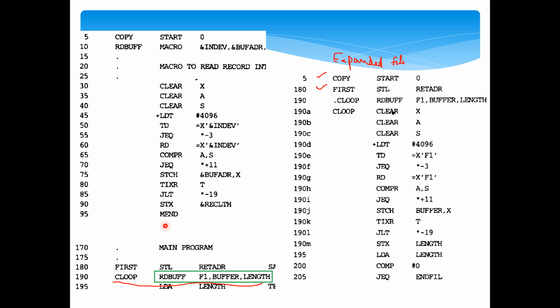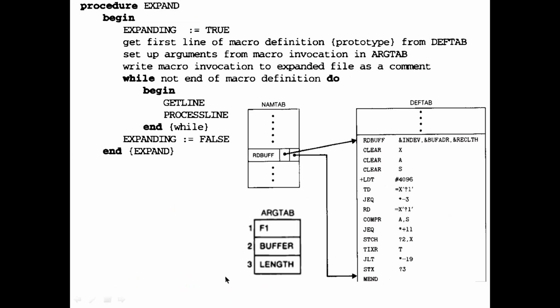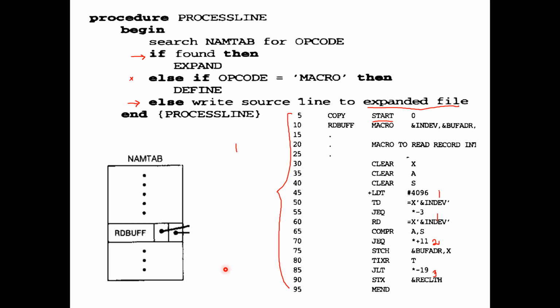Then the third type of statement which can be present in your program is macro invocation statement. So this is an example of macro invocation statement. So when you process a macro invocation statement, what do you have to do? That is what is given here. So if it's a macro invocation statement, then your name table will contain the name of the macro. So if the name of the macro is found, then call the procedure expand.